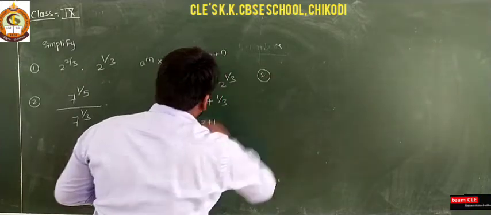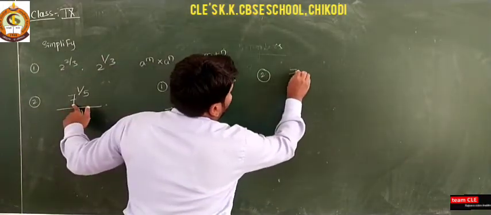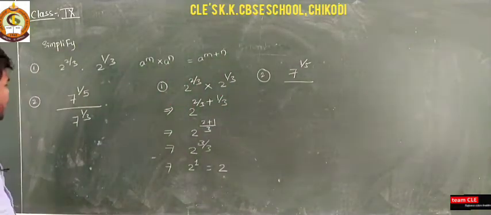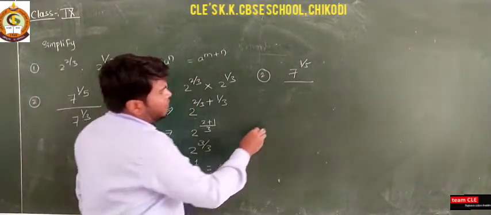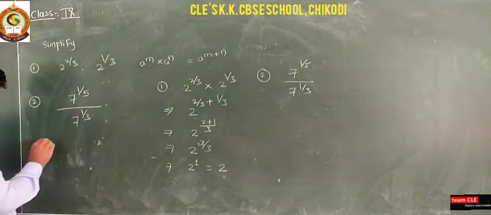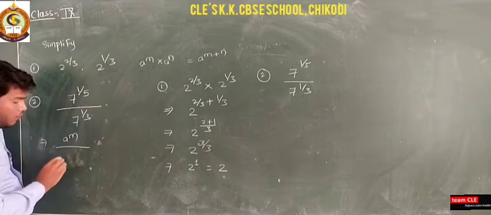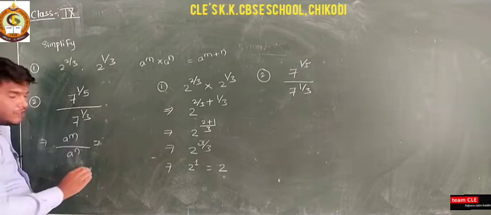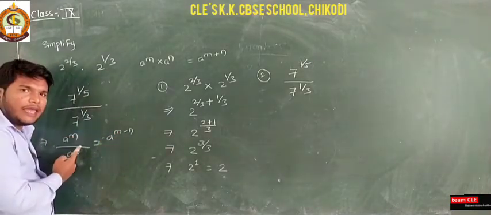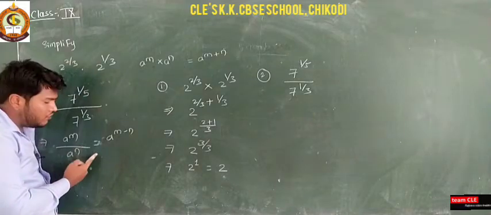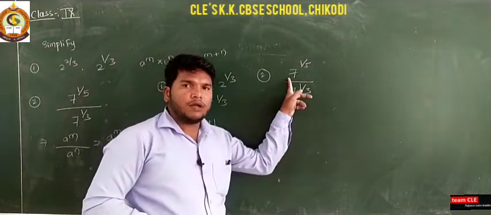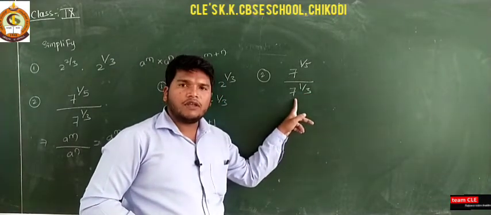Okay, so one more example I am going to solve, that is 7^(1/5) divided by 7^(1/3). So see here, 7^(1/5) and 7^(1/3). Okay, so this problem looks like a^m divided by a^n, which is equal to a^(m-n). Okay, so this problem looks like a^m divided by a^n, which is equal to a^(m-n). So just go through this one: 7^(1/5) divided by 7^(1/3).